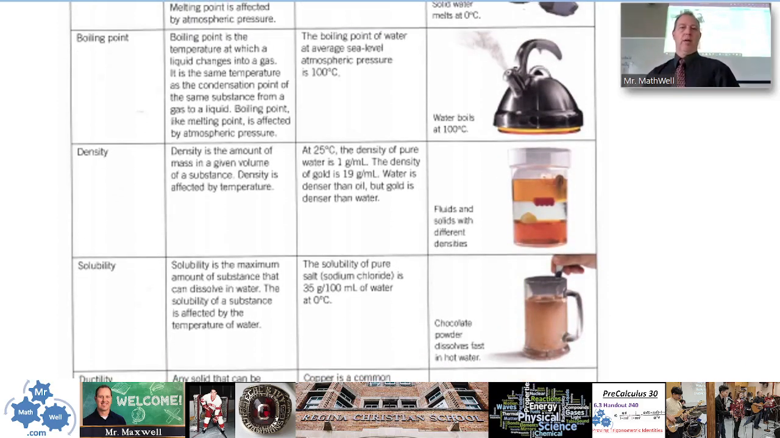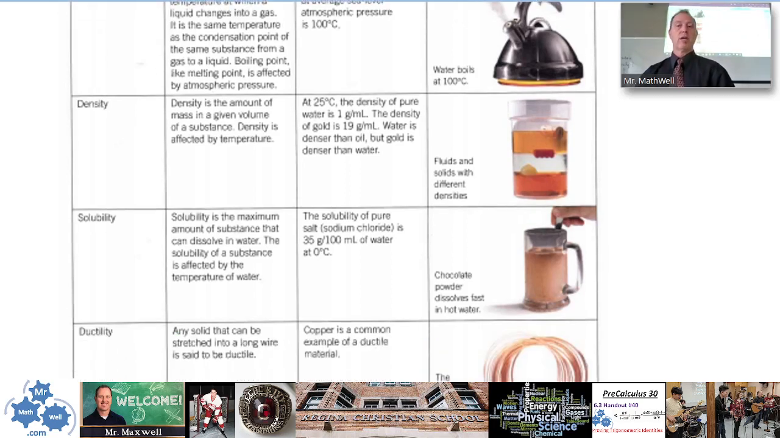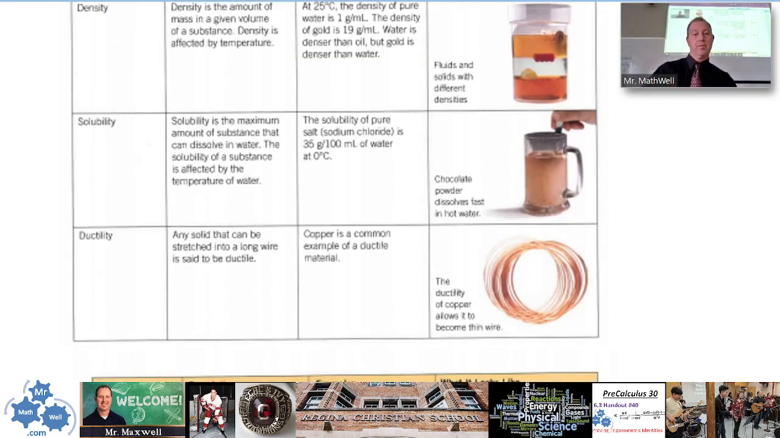Density, we also talked about: how much mass is packed into the space that an object occupies. Solubility, here's one we didn't really talk much about. This is how well something dissolves. If you put a rock in a glass of water, it will not dissolve very well, right? But if you put a spoonful of iced tea mix in a glass of water, especially if the water's warm, then it'll mix up really quickly and really well. And you can drink a nice glass of iced tea. So that's solubility, how well it dissolves.